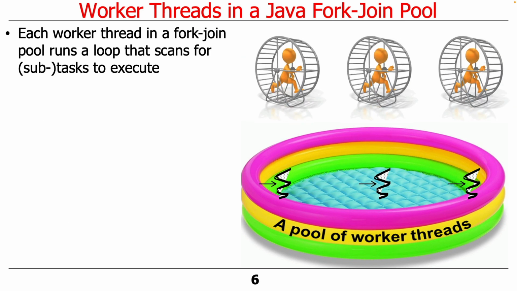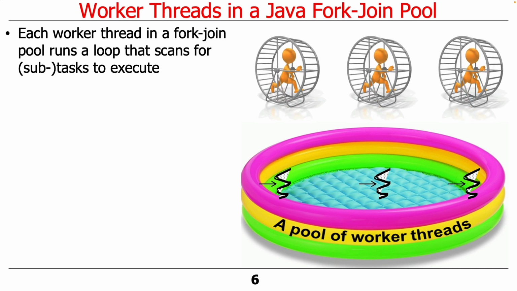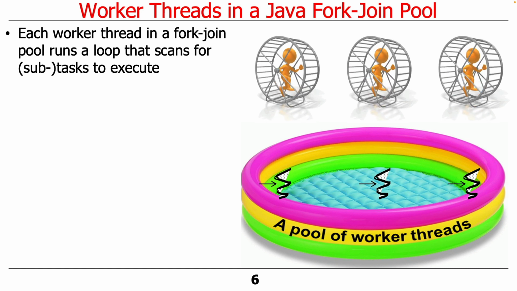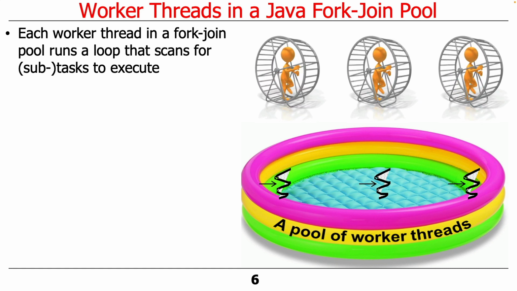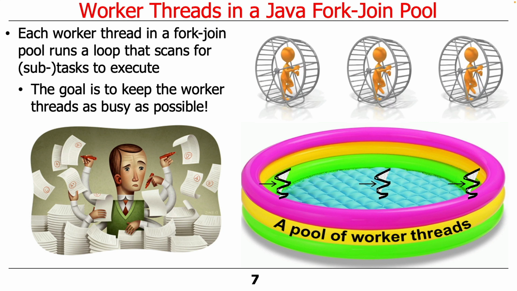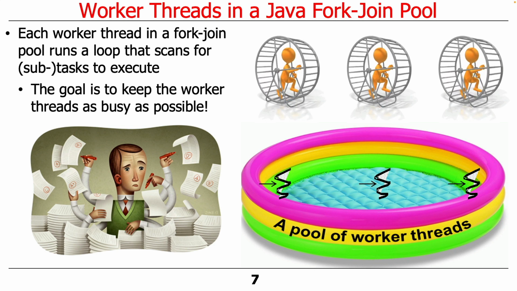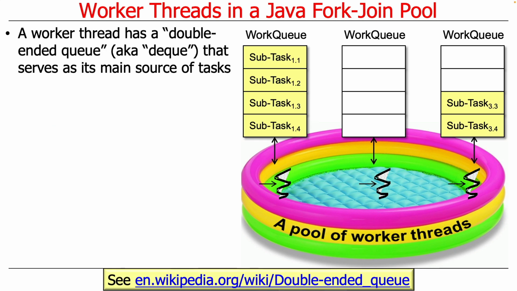Each worker thread in the pool runs a loop that repeatedly scans for subtasks or tasks to execute. So let's say, for sake of argument, we have 3 threads in the pool, and these 3 threads are going to sit there and spin around looking for stuff to do. The goal of the pool, especially the common fork join pool, is to keep these worker threads as busy as possible. We want them to get a good workout. We want them to burn lots of calories. We do not want them to have to go to sleep if we can possibly avoid it.